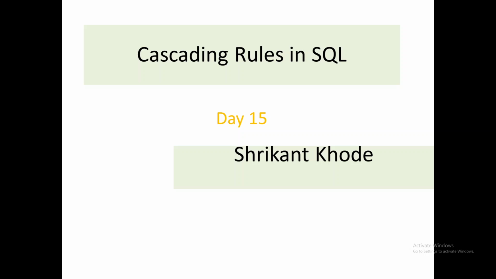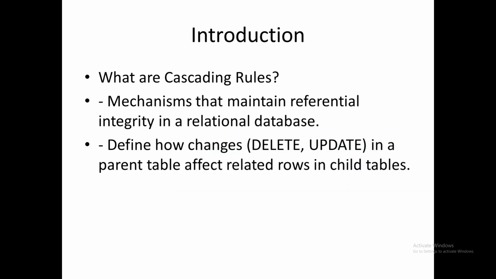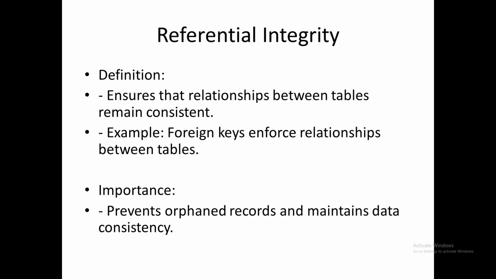Today we are going to talk about cascading rules in SQL. Let's start. So what are cascading rules? A mechanism that maintains referential integrity in a relational database. We'll talk about referential integrity in the next slide. Whenever we perform a delete or update on a parent table, how it will react on the child table, that is what we need to understand. Those are the rules we call cascading rules. So what is referential integrity?